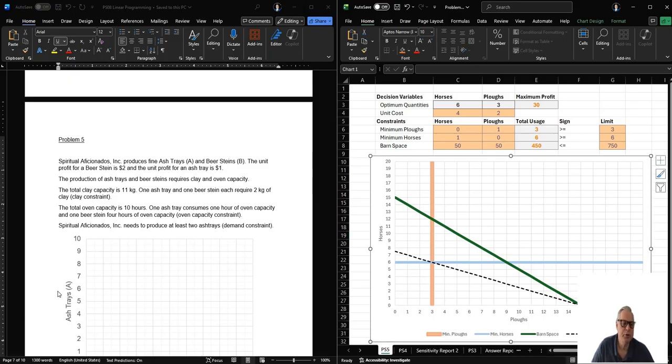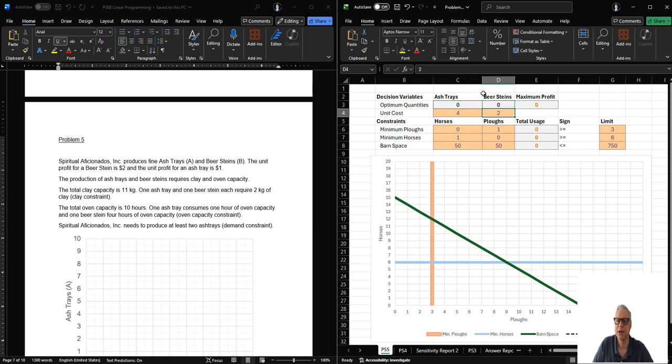Okay, so if you want to put the ashtrays on the y-axis, then we replace the horses by ashtrays quickly, and the beer steins go to the x-axis, and the optimum quantities, that is still something Excel will take care of. And now we have unit profits again. Unit profit, a beer stein is 2 and an ashtray is 1.